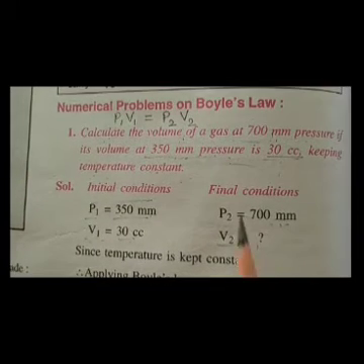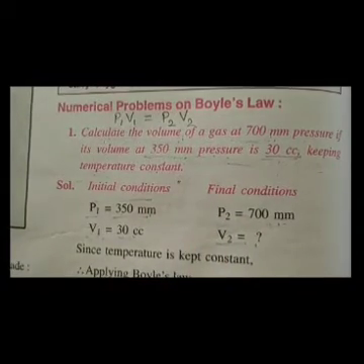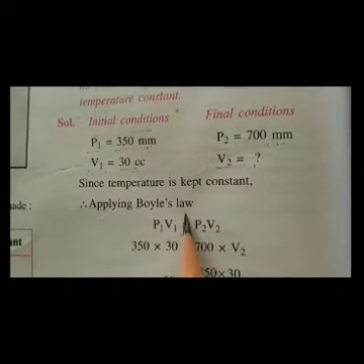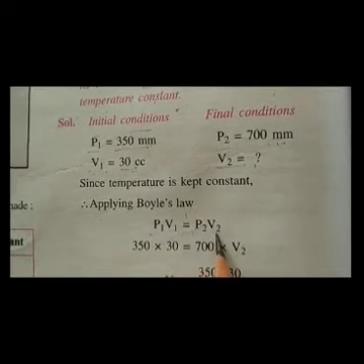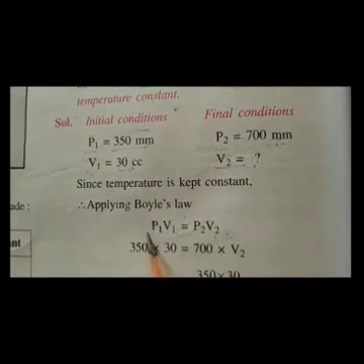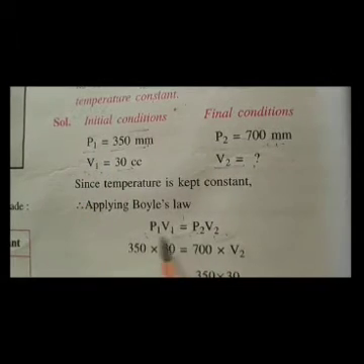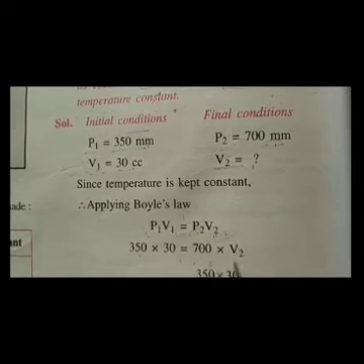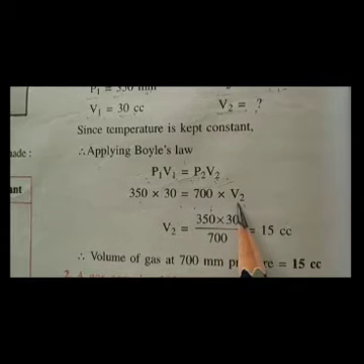In this statement it is given that we have to keep the temperature constant. So obviously we can apply Boyle's law. Applying Boyle's law, we have the equation P1 multiplied by V1 equal to P2 multiplied by V2. From this equation we know three values, P1, V1 and P2. So putting the values of P1, V1 and P2 in this equation, we get 350 multiplied by 30 equal to 700 multiplied by V2.